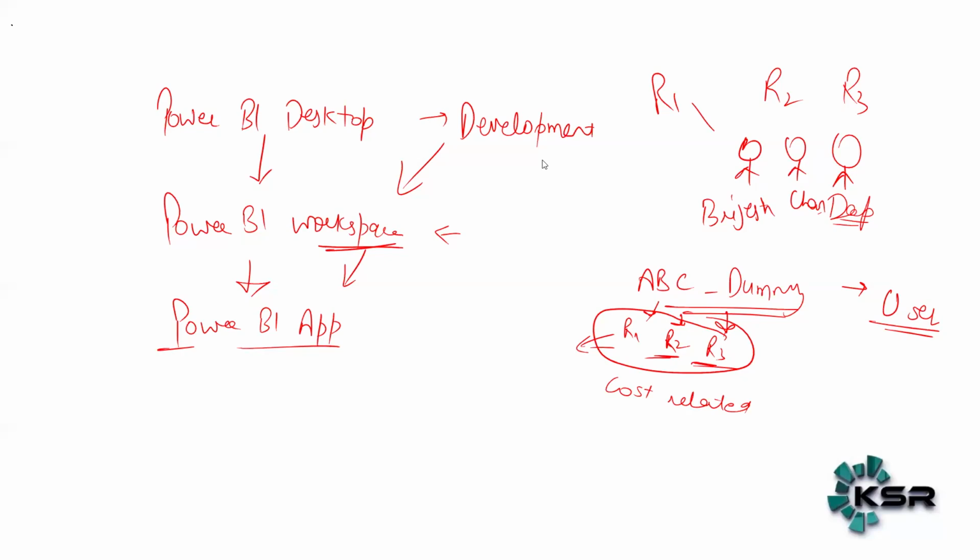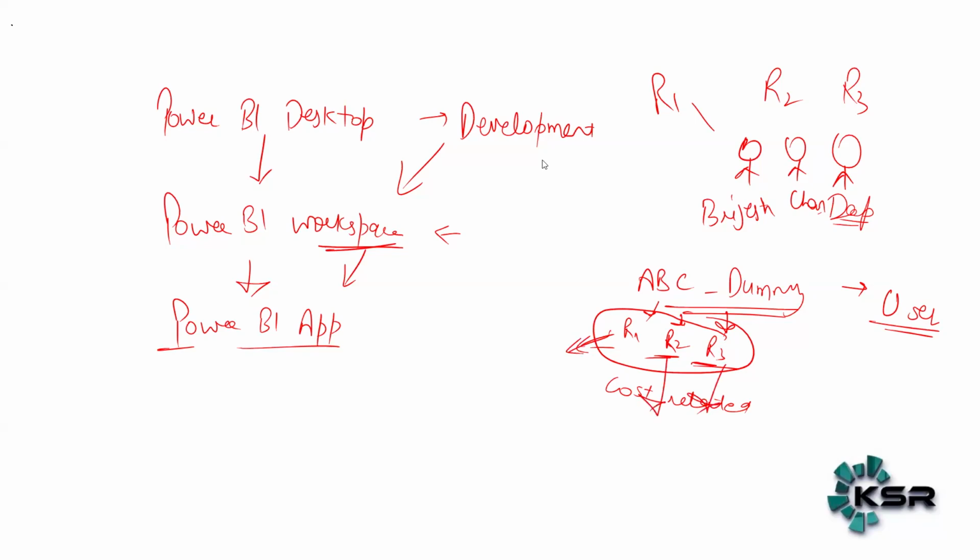In that case, there are other things also, like you can apply row level security and all those things. But you can also share the report with these people. I will also show you how to create a shareable link and all. So what you will do is create 3 Power BI apps on top of the workspace.